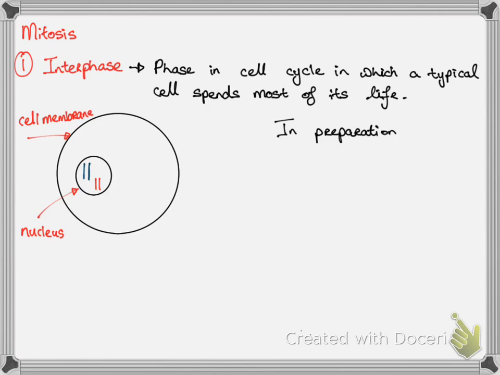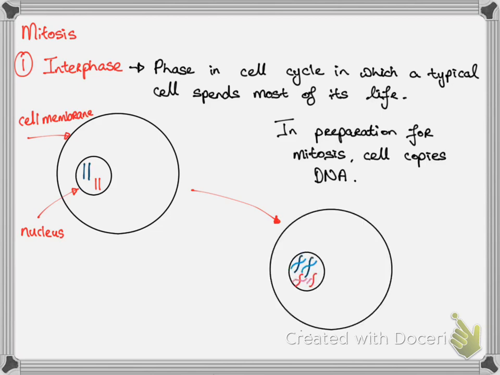However, in preparation for mitosis, the cell copies DNA during interphase, so it replicates the DNA. So what you end up getting here is twice the number of chromosomes. So if there's 46 chromosomes in a normal cell, multiply that by 2, and you'll get 92 chromosomes during replication.